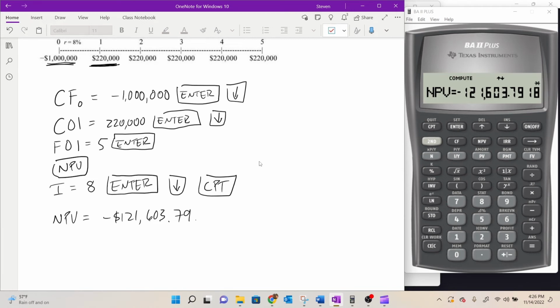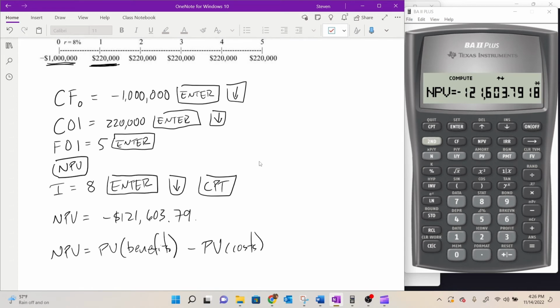Okay, so we got a number back. That's great. What does that number mean? Now, the NPV decision rule is, remember, net present value is defined as the present value of the benefits minus the present value of the costs. So if the number we get back comes out as a negative, that means the present value of the cost was higher than the present value of the benefits, right?